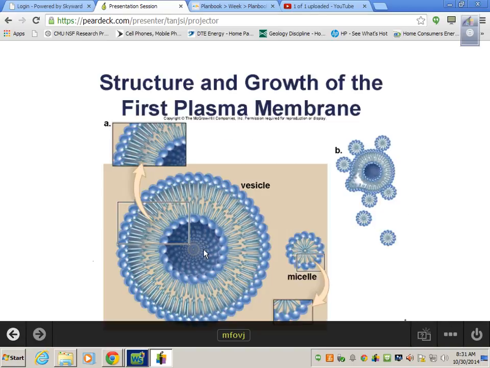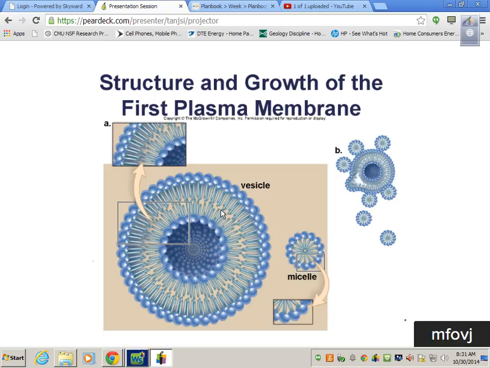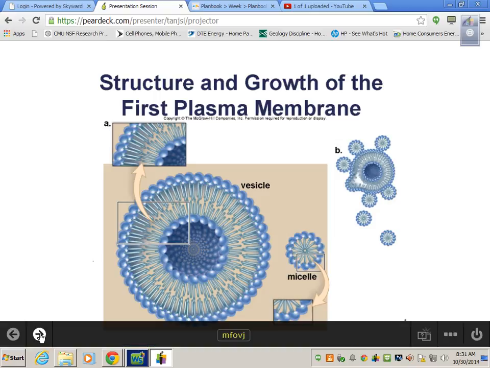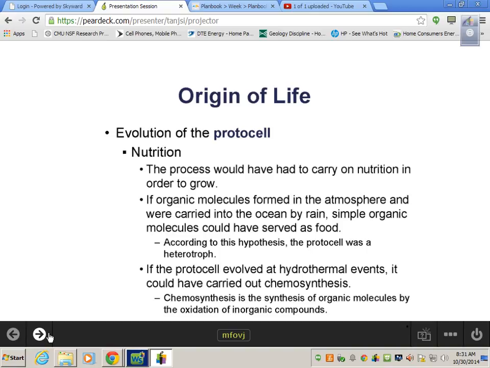That protocell, those very early micelles, are representative of those vesicles inside of our cell. And if you throw a protein in them, then they start to represent things like lysosomes. But those very early cells would not have been life forms, right? Those would not have been considered organisms. But they would have been the beginnings of an organism with that phospholipid bilayer or a micelle. So looking at the protocell, nutrition was the process that would have had to carry on in order to grow. You cannot have life without the ability to sustain it and have energy.